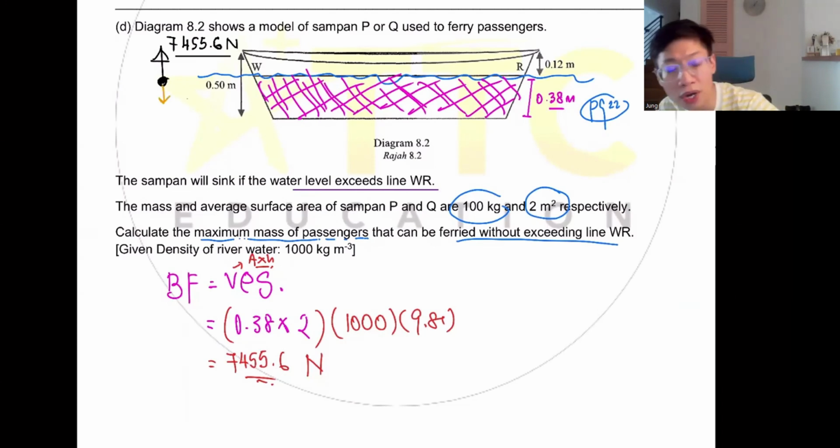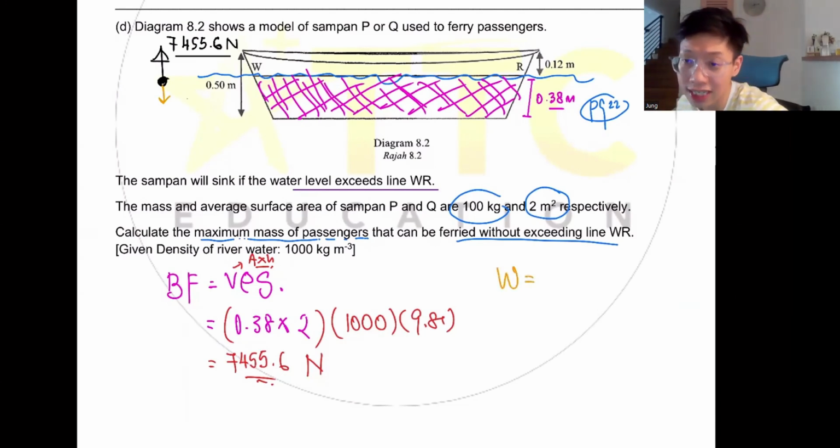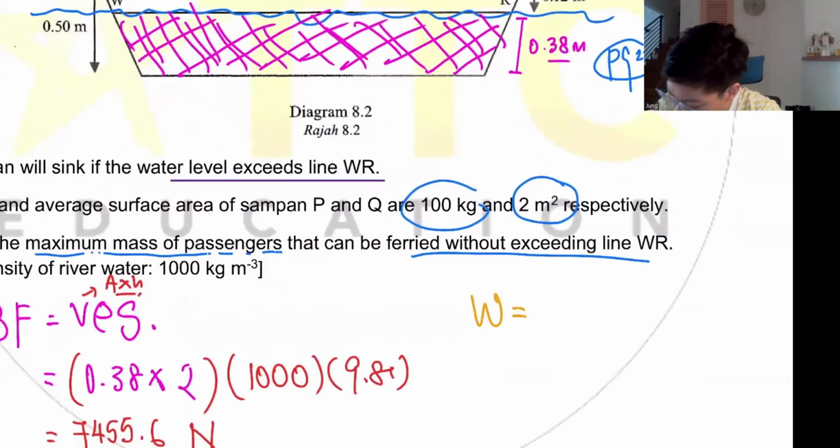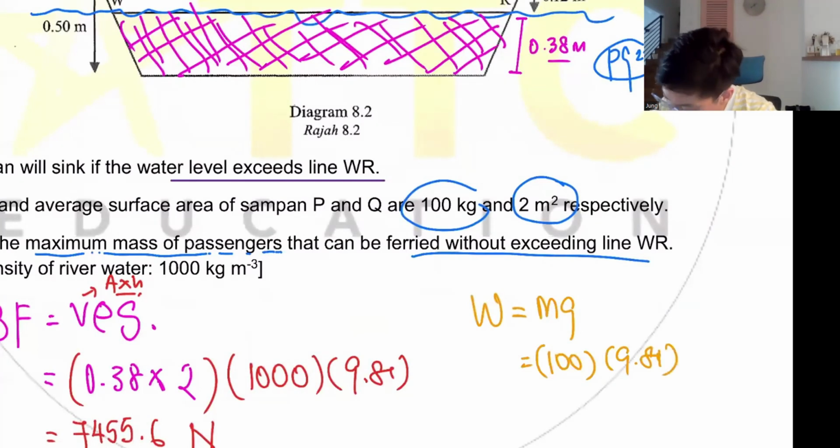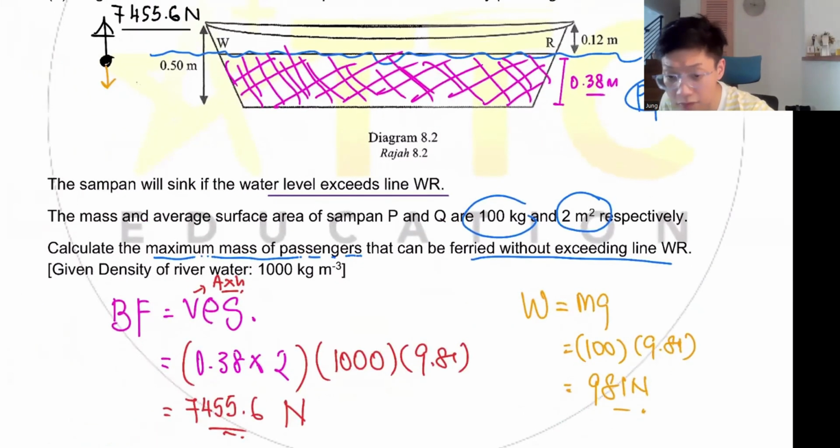Okay, what about the weight of the sampan? So now we know that the weight of the sampan... Okay, guys, 100 kg is how many Newton? Come on, check it out. 100 kg is how many Newton? Very important. It's mg, right? So 100 kg we multiply by 9.81, so therefore the answer is 981 Newton. Now I've realized that this is 981.